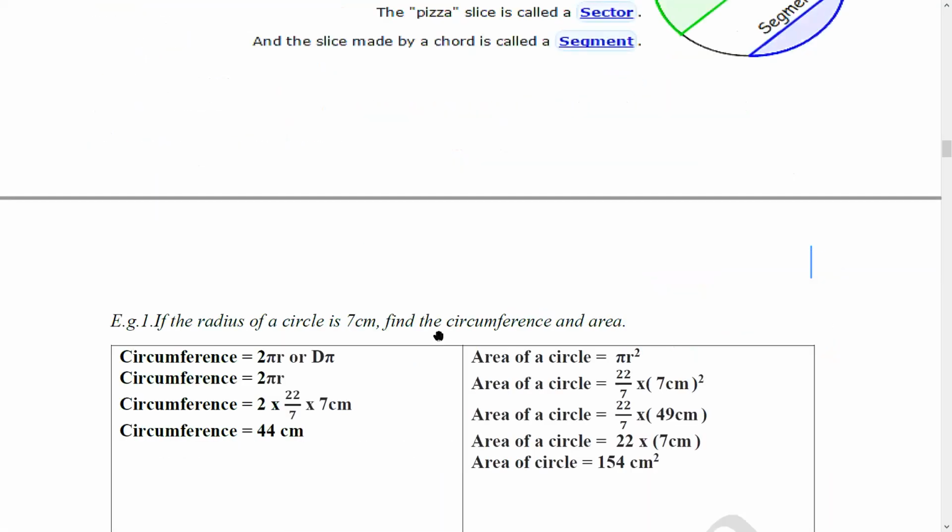So let's see. If the radius of a circle is 7 centimeters, find the circumference and the area. So again, the circumference is 2 pi r, or diameter by pi. We will use this one. So circumference is 2 pi r. In this case, it didn't tell us what pi is, so we just assume it to be 22/7 multiplied by the radius. So 2 by pi by r, the radius is 7 centimeters. And of course, if you use your calculator, you will find the circumference to be 44 centimeters. Let's look at finding the area now. Again, you state your formula, pi r squared. So 22/7.